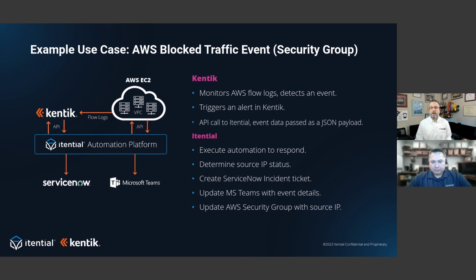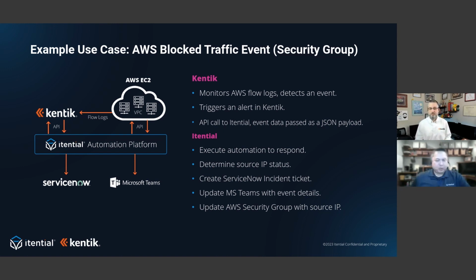And it is now going to throw an alert in Kentik, but the alert action is going to use an API call to trigger Itential. It's going to pass the who, what, where, when as a JSON payload into Itential to pick up the ball, and then again make a couple of changes.